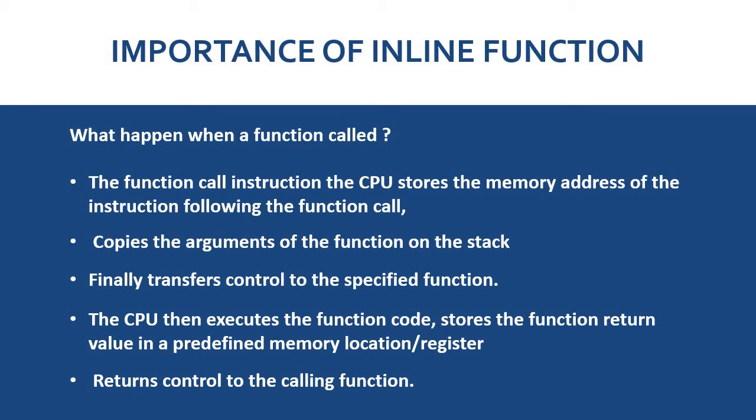First step, on the function call instruction, the CPU stores the memory address of the instruction following the function call, and then it copies the arguments of the function onto the stack. Finally, it transfers the control to the particular function. After executing the function code, it stores the function return value in a predefined memory location or register. So the arguments will be stored on the stack, and the return value will be stored in a memory location or it may be a register. And after loading the value in the register, it will return the control to the calling function.